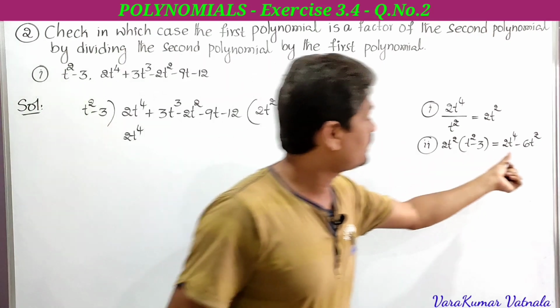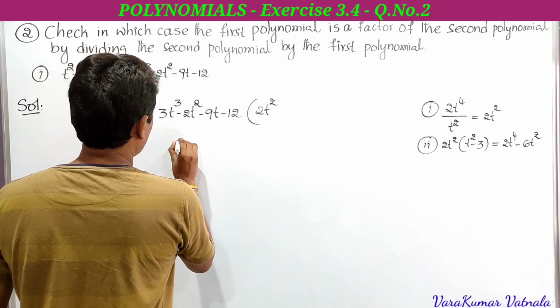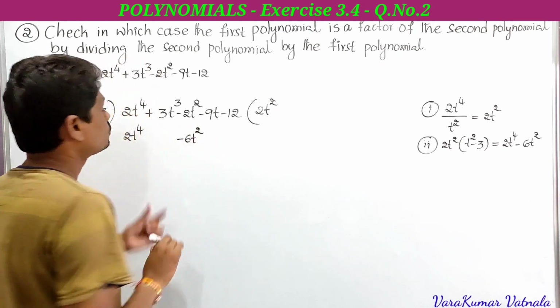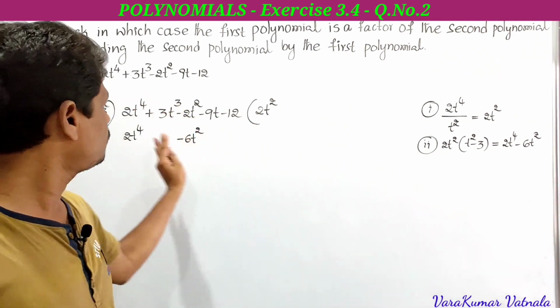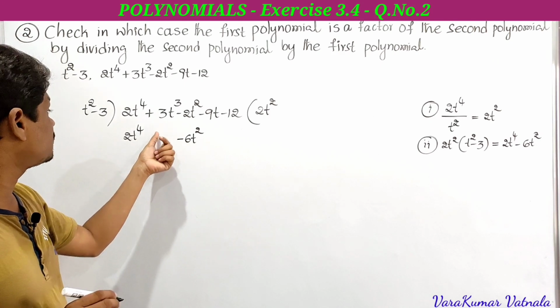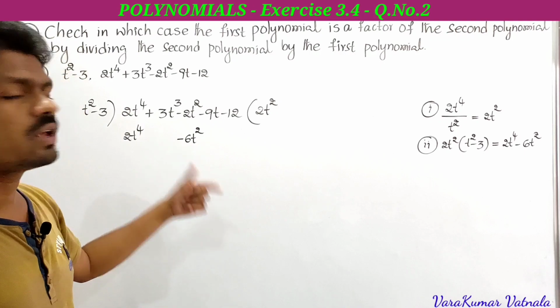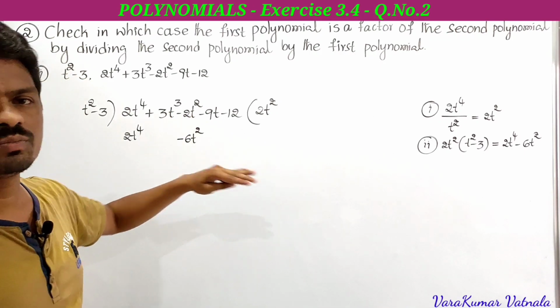So next, minus 6t square is there, here minus 2t square. Write minus 6t square below the t square term only. So this is a very important step. If you remember this and follow this step, you can do it very easily. If you write minus 6t square below the t cube term, you can get confused. So this is very, very important: you have to write the like terms. It will be very easy now, the subtraction.